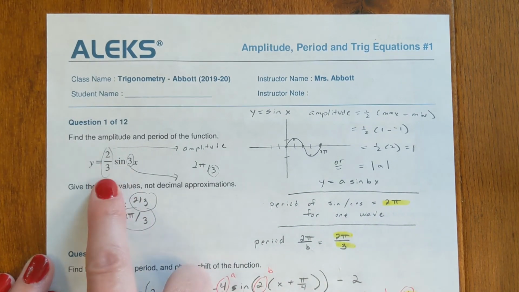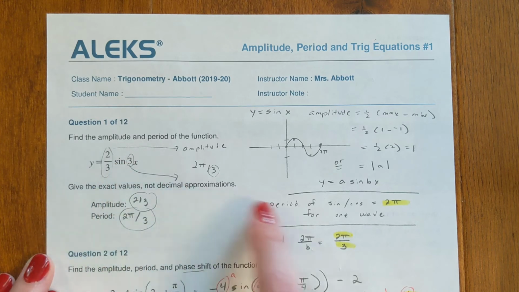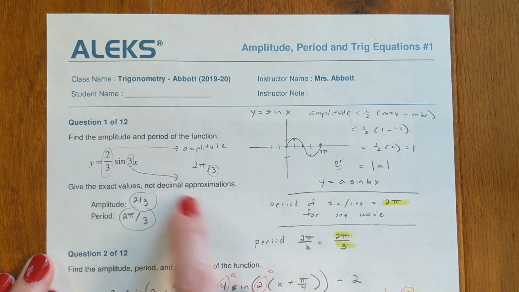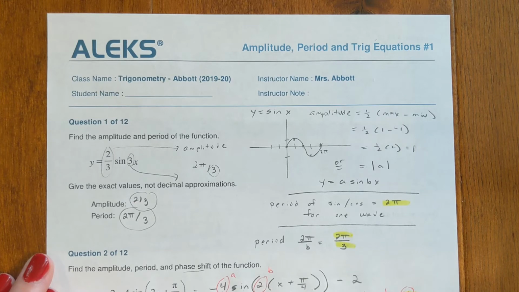So on this one, the amplitude's 2/3, and the period on it, since there's a 3 there for the b value, the formula for period is 2 pi over b, and b is 3, so the period on it is 2 pi over 3. So every 2 pi over 3, the sine wave is going to repeat.